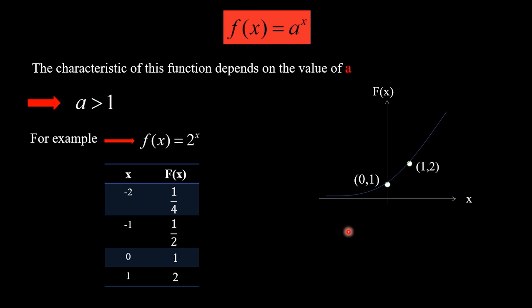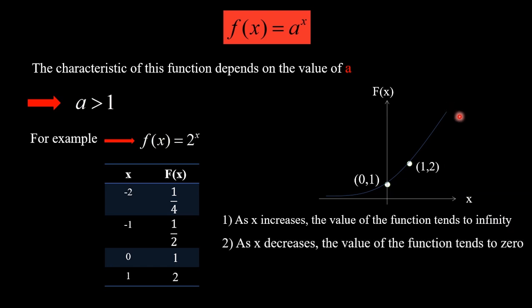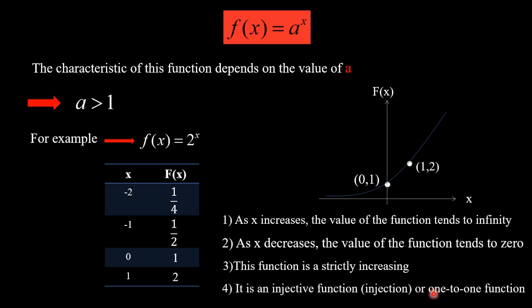For a greater than 1, the characteristics of this function will be: 1. As x increases, the value of the function tends to infinity. 2. As x decreases, the value of the function tends to 0, as you can see in the picture. 3. This function is strictly increasing. And 4. It is an injective function, or one-to-one function.